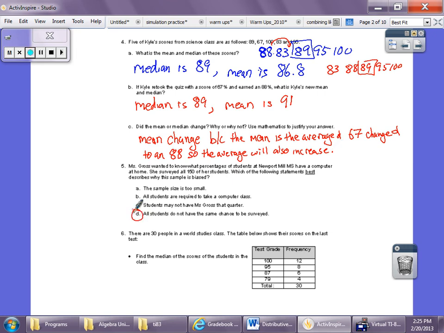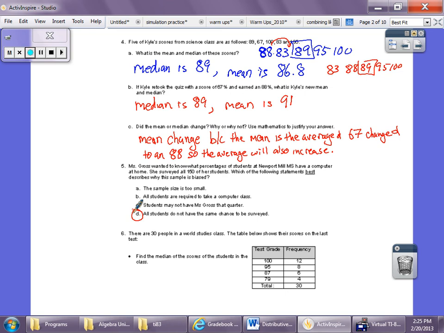Well, all students don't have the same chance to be surveyed. She is only serving 150 of her students. So the students that don't have Ms. Gross that quarter can't be surveyed. So they don't all have the same chance.